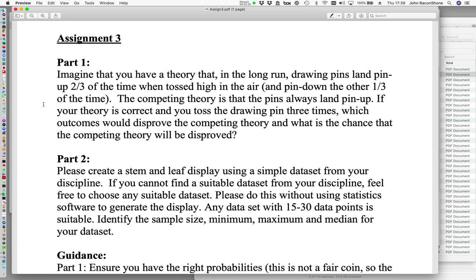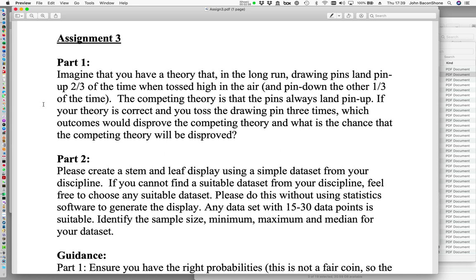You then need to think about which of those outcomes would disprove the competing theory. Remember, I said normally we can't disprove or prove things. In this case, though, we can disprove the competing theory, because the competing theory says that it always lands pin up. So having worked out which outcomes disprove the competing theory, you then need to use the laws of probability to calculate what is the chance that the competing theory will be disproved.